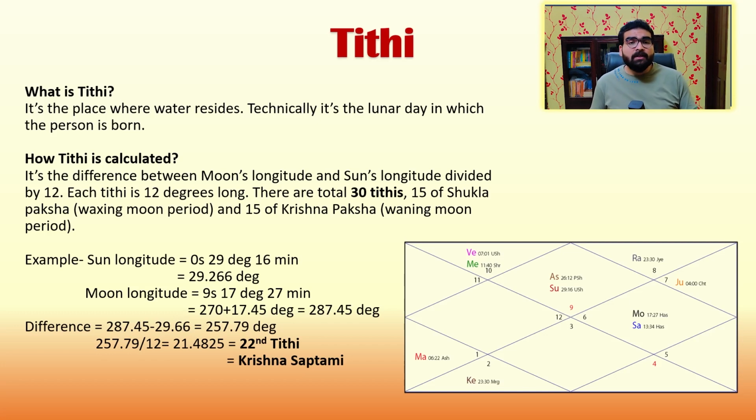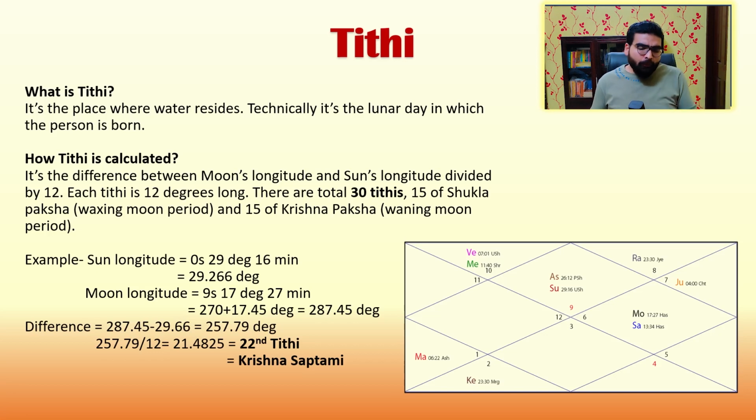And it's simple because there are a total of 30 Tithis. 30 Tithis means 30 lunar days in 1 month. So 15 of Shukla Paksha, the waxing moon period, when the moon is growing in phases, and 15 of Krishna Paksha, when the moon is waning. So if you divide, the moon should complete a 360-degree cycle. 360 divided by 30, what will you get? Each Tithi is going to be 12 degrees long.